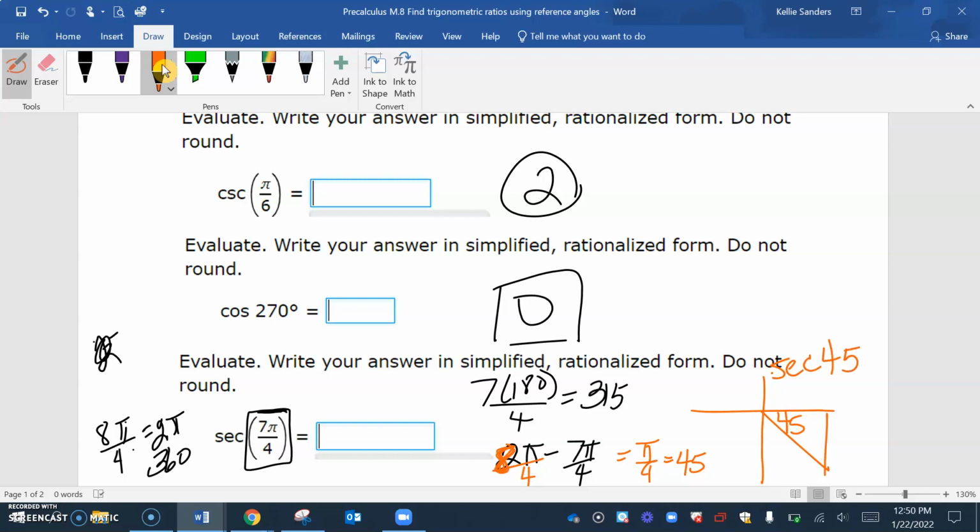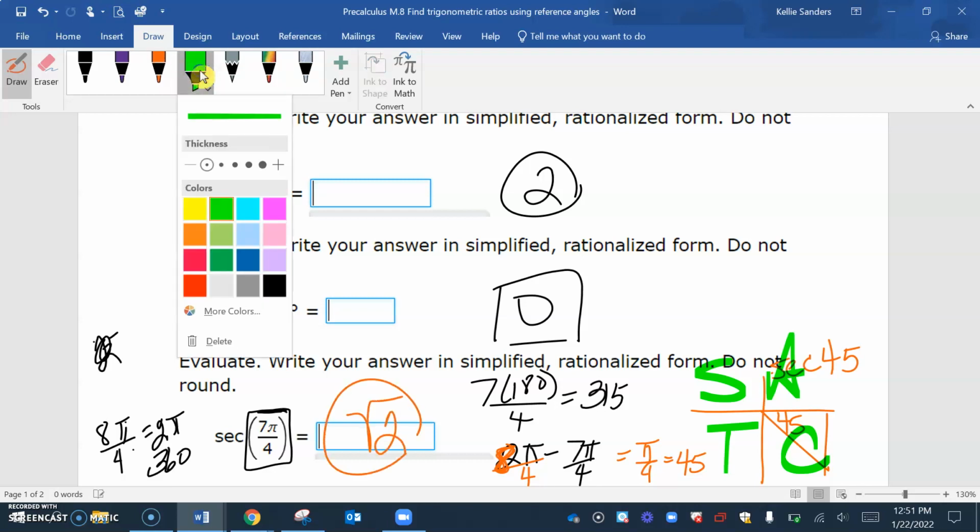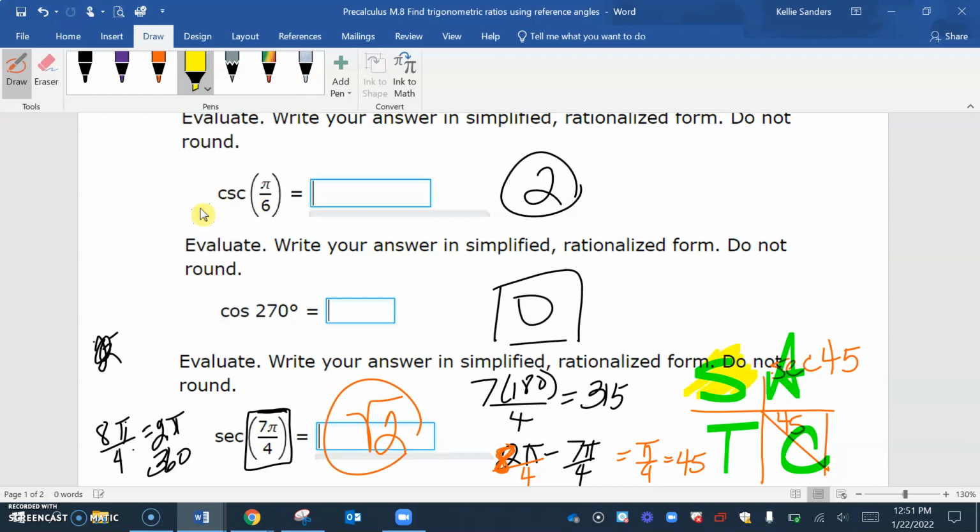So this is 45, so I'm really doing secant 45, and remember, all students take classes, so cosine and secant are positive in this quadrant. So secant 45 is square root of 2. If we would have taken secant 45 in the second quadrant or the third quadrant, then our answer would have been negative square root of 2.